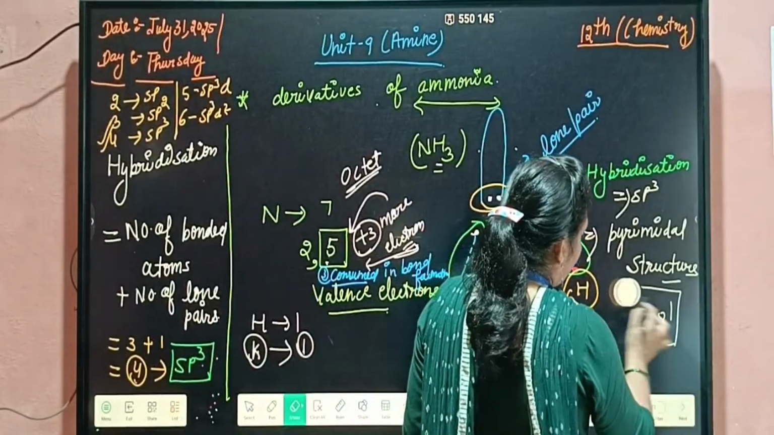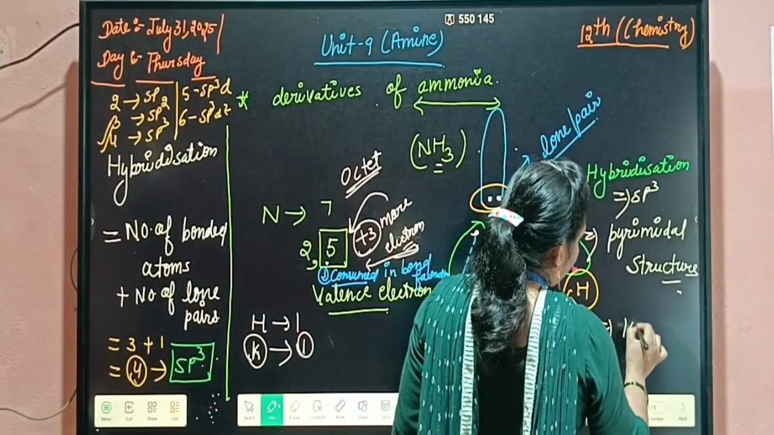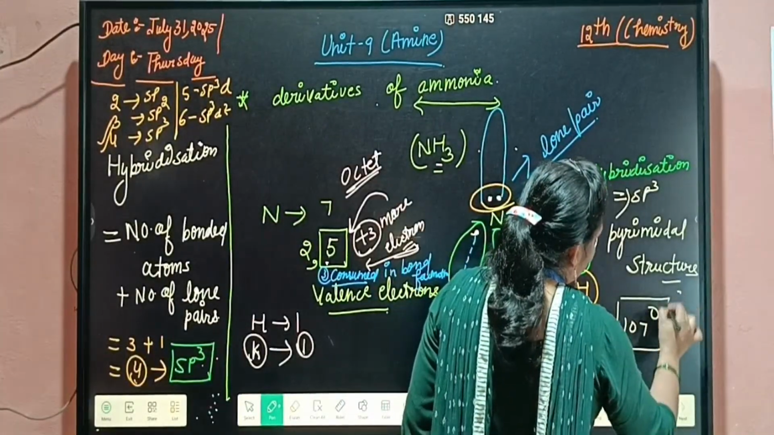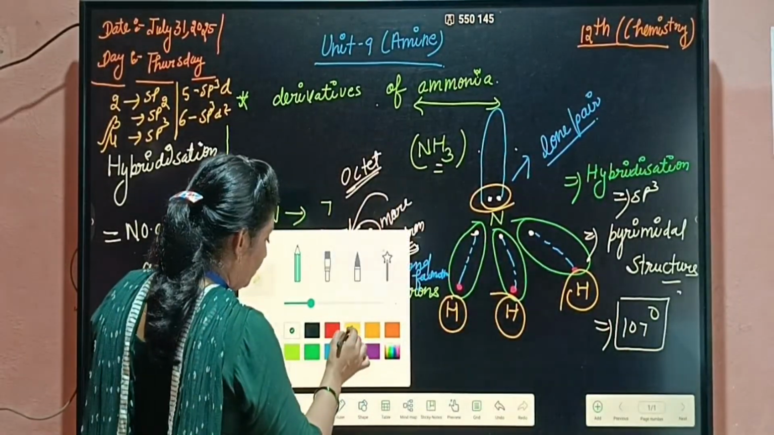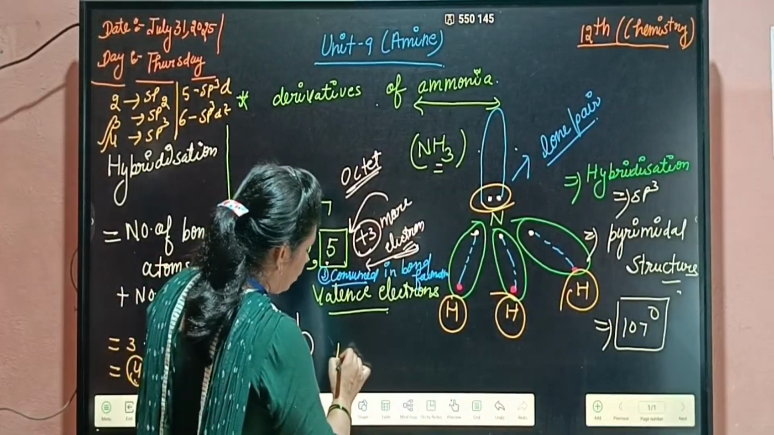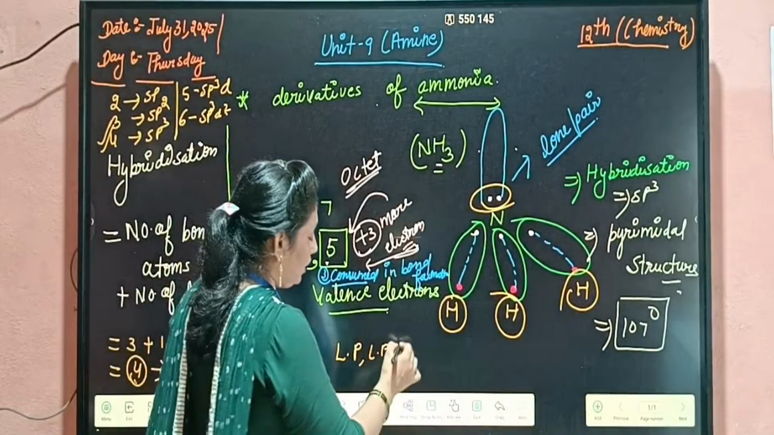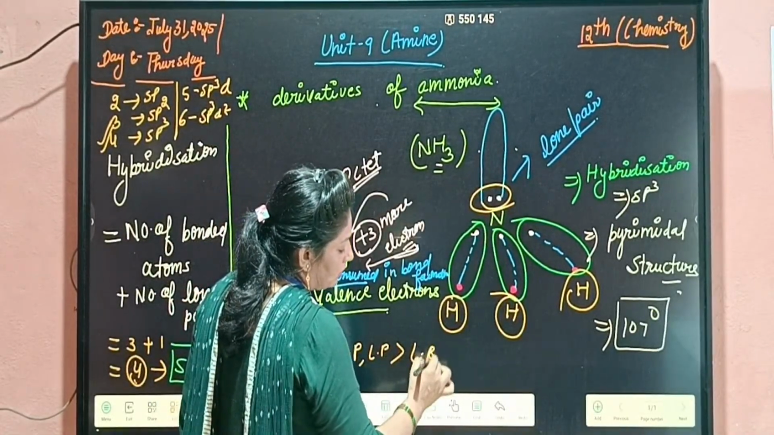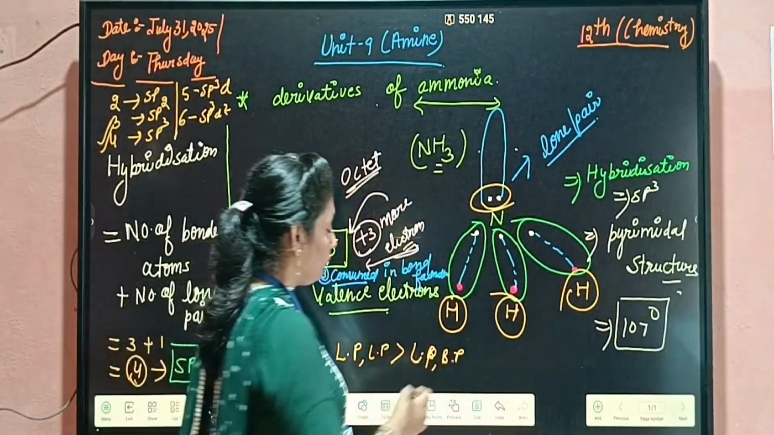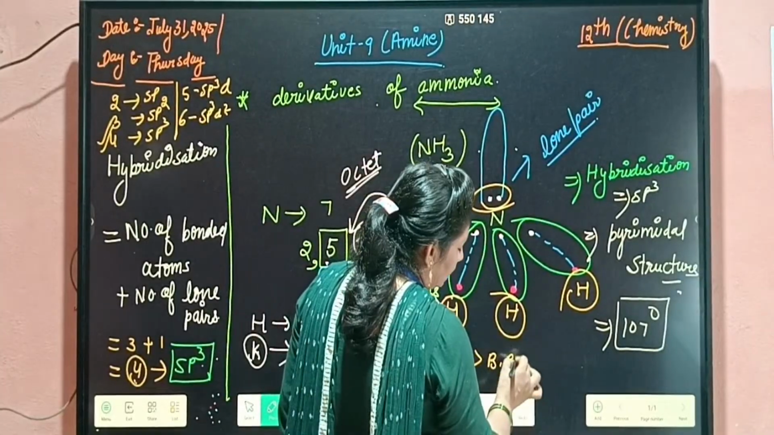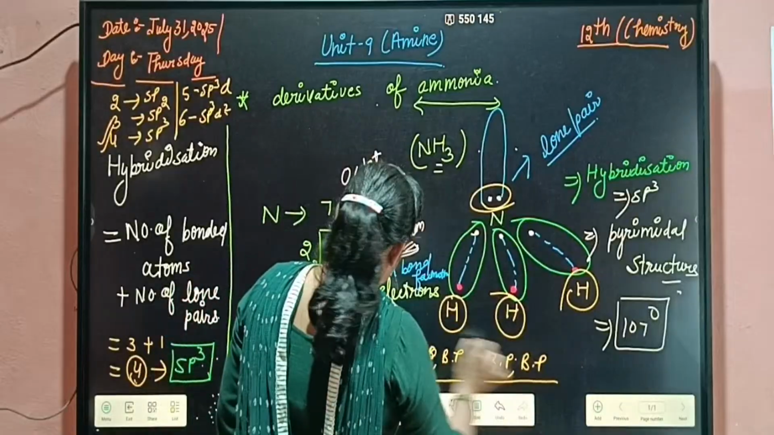Why is it? I think in 10th class you have studied about the VSEPR theory. What was that explaining? That was saying that lone pair repulsion will be greater as compared to the bond pair repulsion. Yes or not?